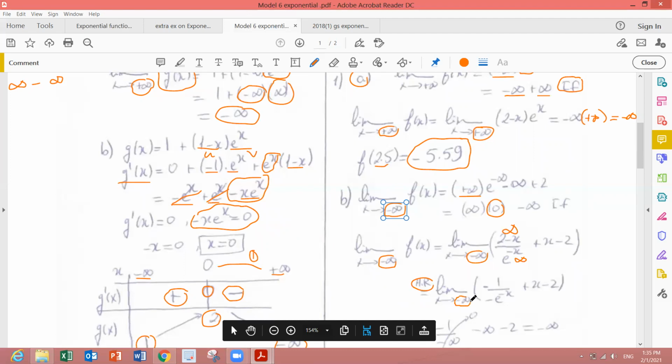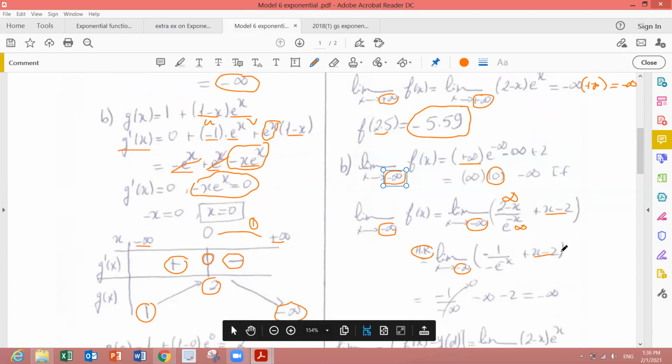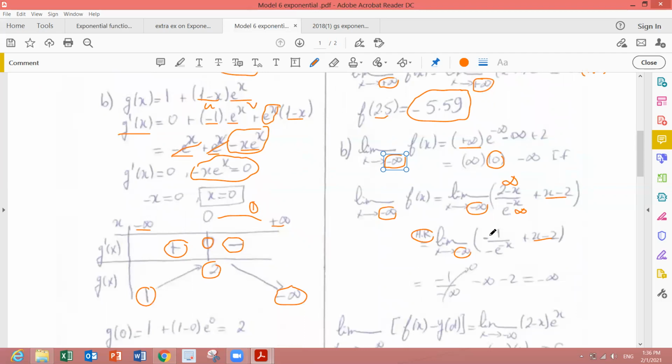The limit as x tends to minus infinity: the derivative of 2 minus x is minus 1. The derivative of e to the minus x is minus e to the power minus x. The x minus 2 I leave as x minus 2, I do not take its derivative. Now replacing x by minus infinity, we get minus 1 over minus e to the plus infinity, which is minus infinity, minus 2. Number over infinity is 0, so we get minus infinity.